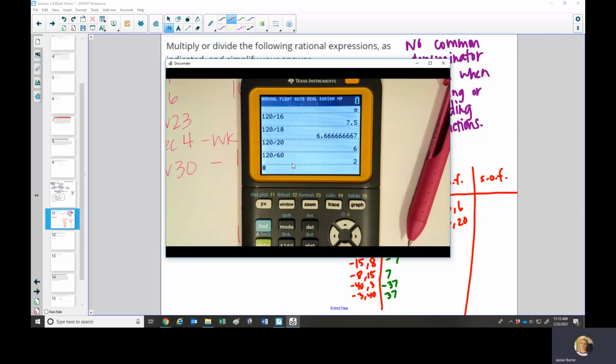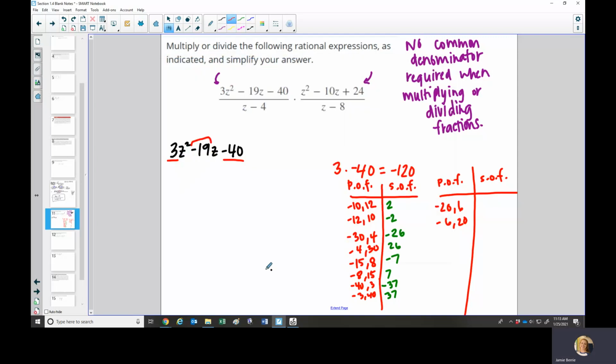60 and 2. That wouldn't work. We're trying to get to negative 17, or negative 19, excuse me. All right, so let's go ahead and add these together. That would be negative 14. That would be positive 14. So we're not there yet.